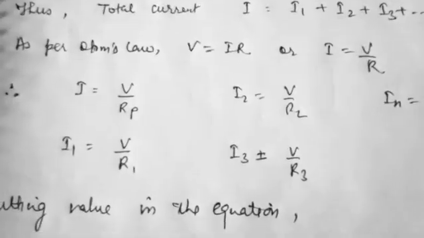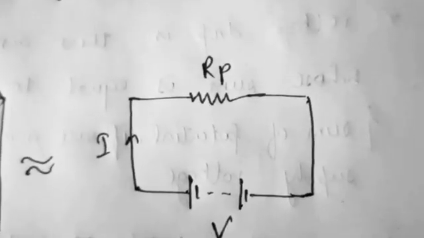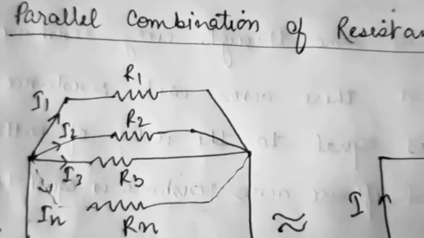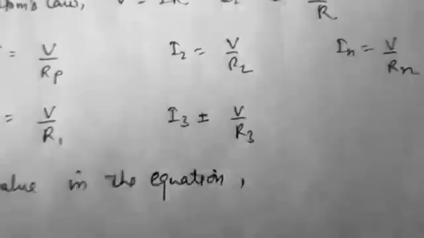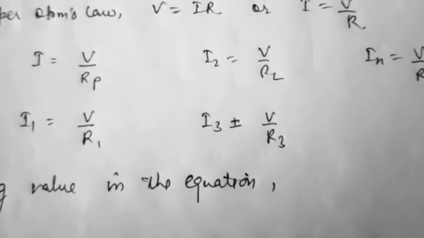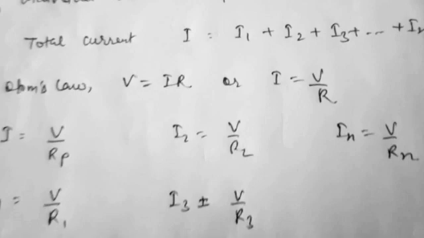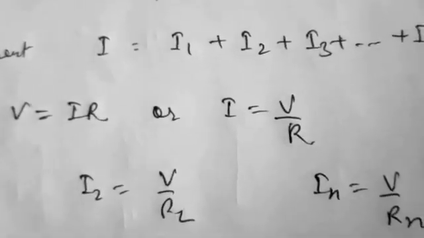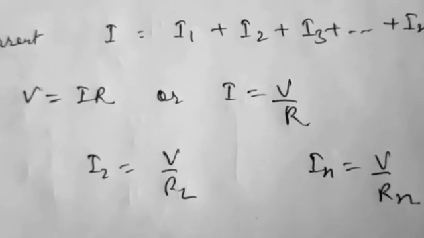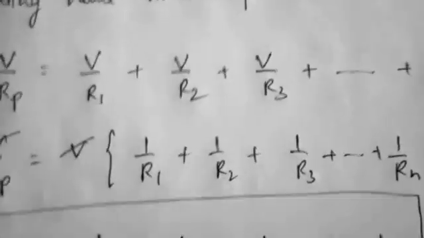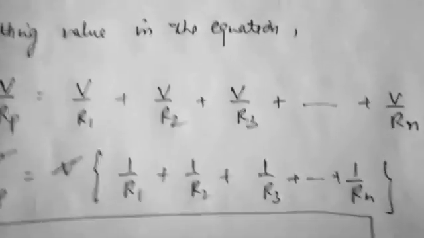So if I is equal to V upon R, from here we can find the current I is equal to V upon Rp, and here I1 is equal to V upon R1, I2 is equal to V upon R2. So what we have done, we have found the values of I1, I2, I3 and IN, and we'll put these in the original equation. Once we put the values in this equation, we can get the net resultant resistance or equivalent resistance.